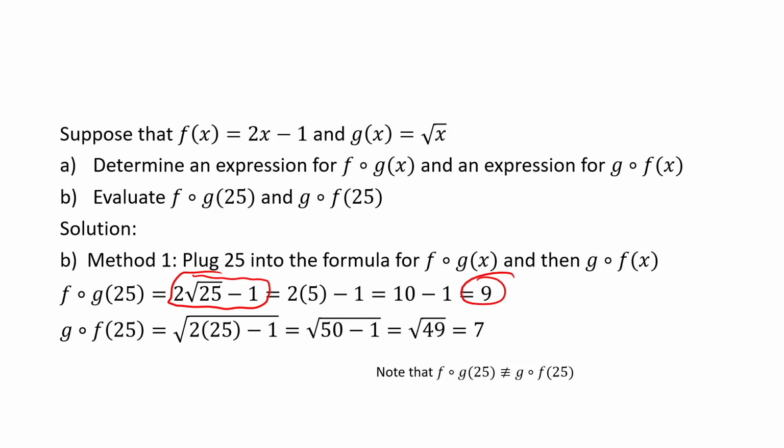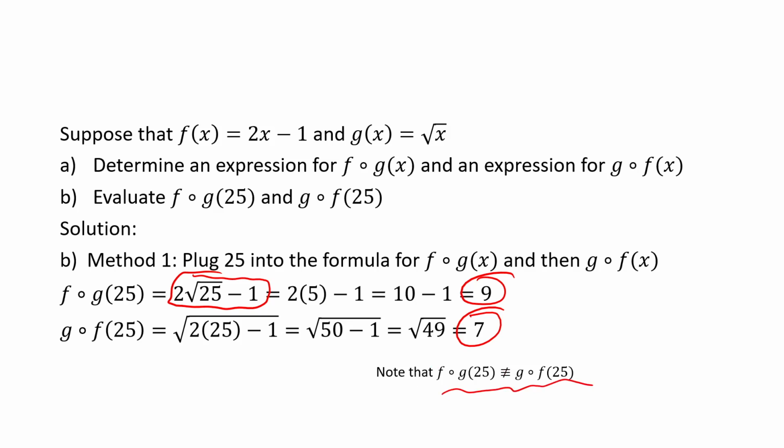How about g of f of 25? Well, we know that g of f of x is the square root of 2x minus 1. So g of f of 25 is the square root of 2 times 25 minus 1. In other words, the square root of 50 minus 1, which is the square root of 49, which is 7. So notice that f of g of 25 does not equal g of f of 25.